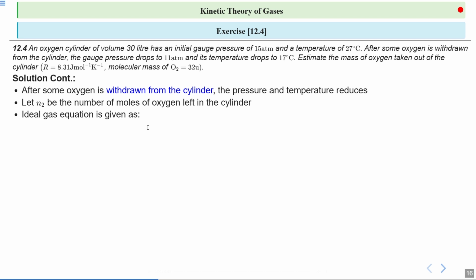So, the ideal gas equation is given as P2V2 is equal to n2RT2. We can rearrange the ideal gas equation to solve for n2. So n2 equal to P2V2 divided by RT2. This formula allows us to calculate the number of moles of oxygen left in the cylinder using the known values of pressure, volume and temperature.